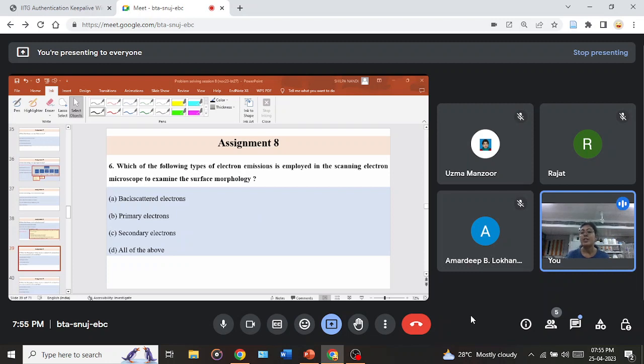Okay, so the sixth question is, which of the following types of electron emissions is employed in case of scanning electron microscope to examine the surface morphology? So you have to tell which of the following types of electron emissions is used in case of SEM to examine the surface morphology? So your options here are A, backscattered electrons, B, primary electrons, C, secondary electrons, or D, all of the above.